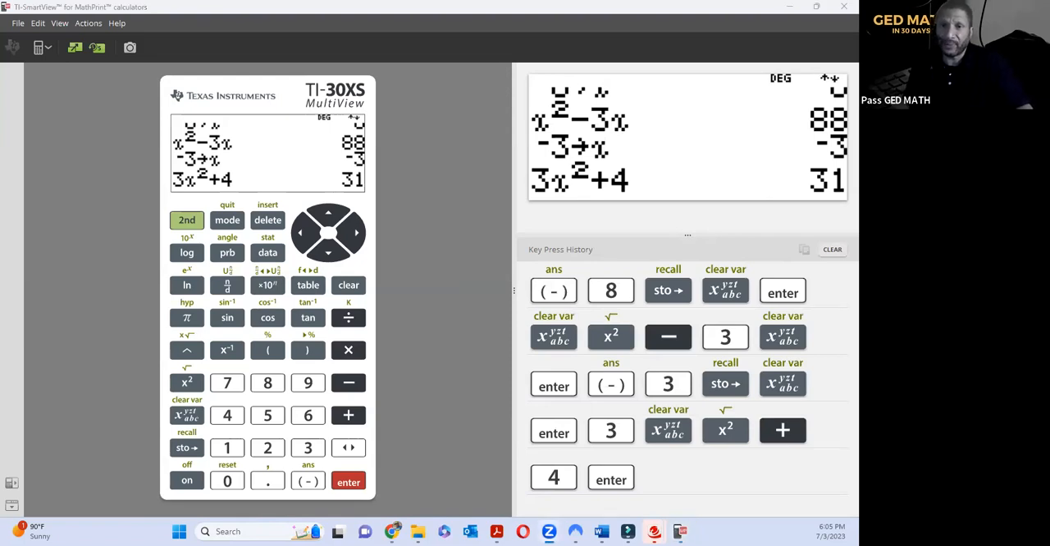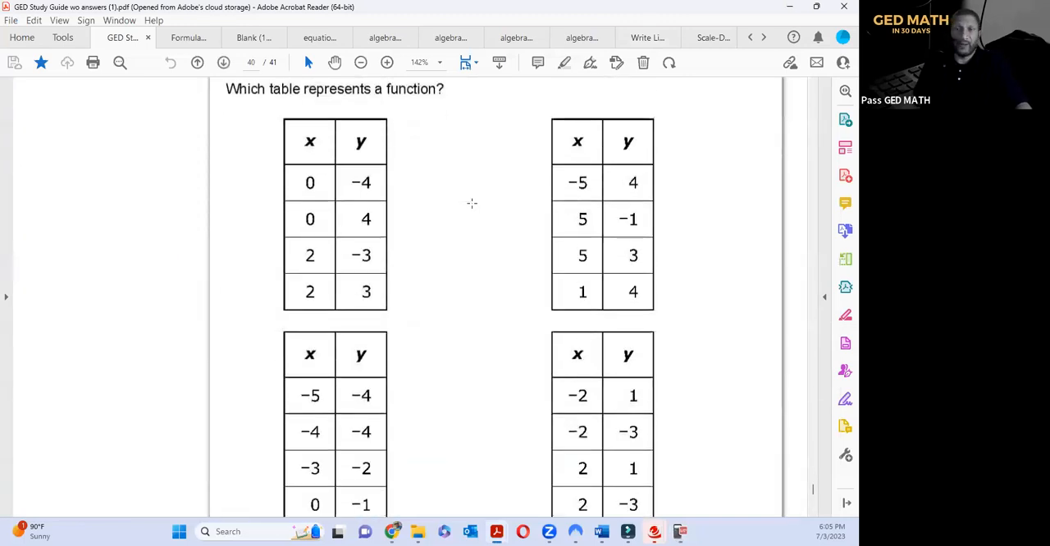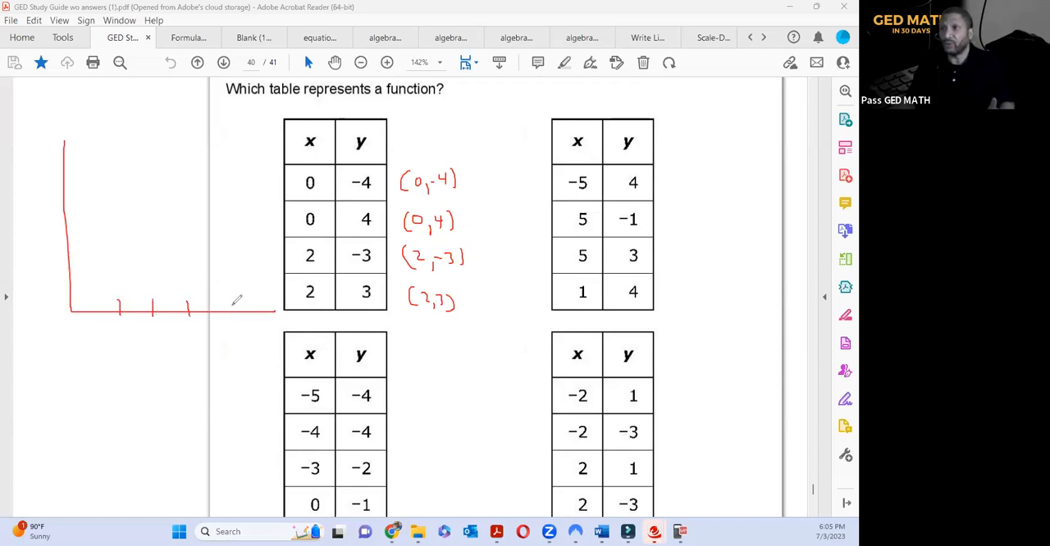Now, the second thing they could ask you about functions is whether it is a valid function. Very easy. Whether they give you a table, points, or a graph, you have to understand these are all different ways to say the same thing. If we look at this first table, as points it will be (0, -4), (0, 4), (2, -3), (2, 3).